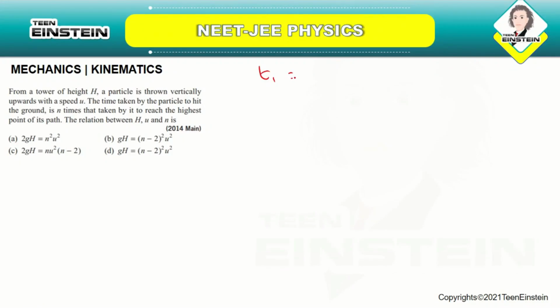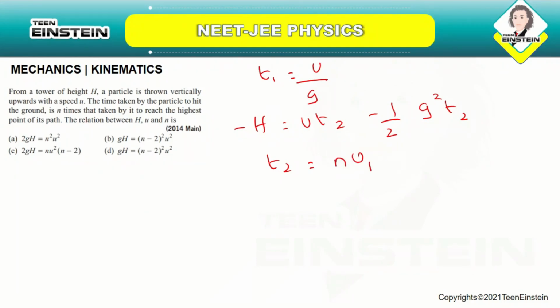so here the time taken to reach the maximum height is given by t1 is equal to u by g, and if t2 is the time taken to hit the ground, you will have minus h is equal to u t2 minus half g t2 square, where t2 is equal to n t1. Okay, that's what they have given you. So t2 is equal to n t1 because it is n times the time taken to reach the highest point of its path.